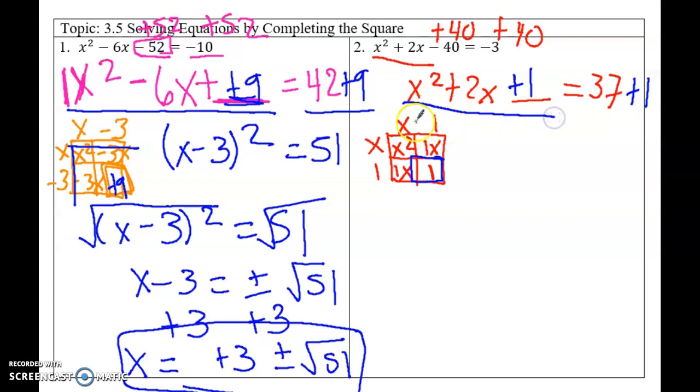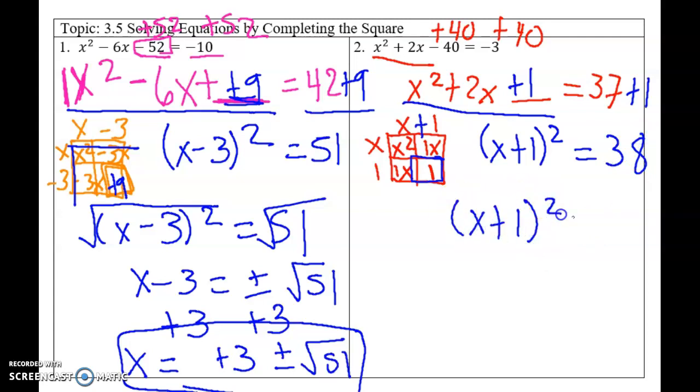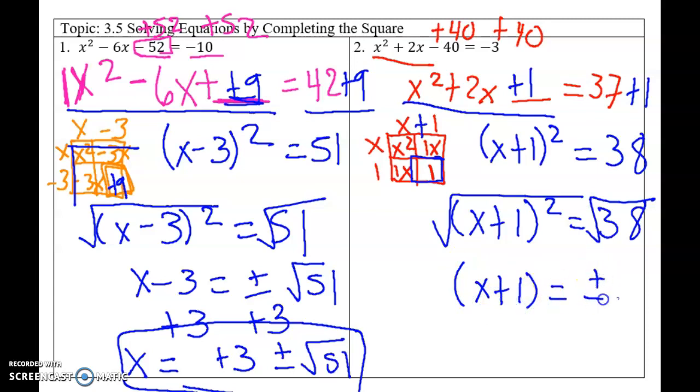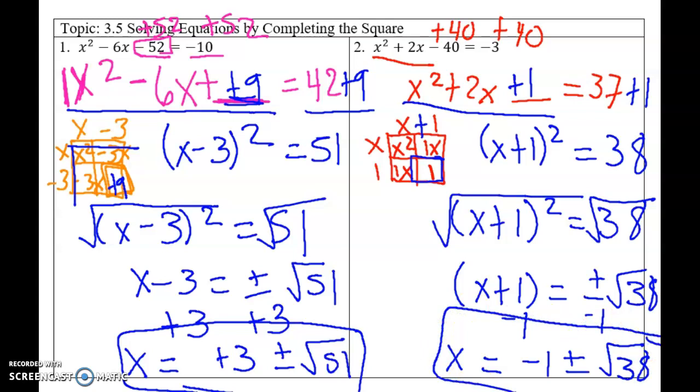So now I'm going to factor this. So I have x plus 1, so that's x plus 1 squared equals 38. Now I'm going to take the square root of both sides. And when I take the square root of both sides, remember my answer can be positive or negative square root of 38. Subtract 1 from both sides. So x equals minus 1 plus or minus the square root of 38. And that's it. So you can go ahead and start on the practice.